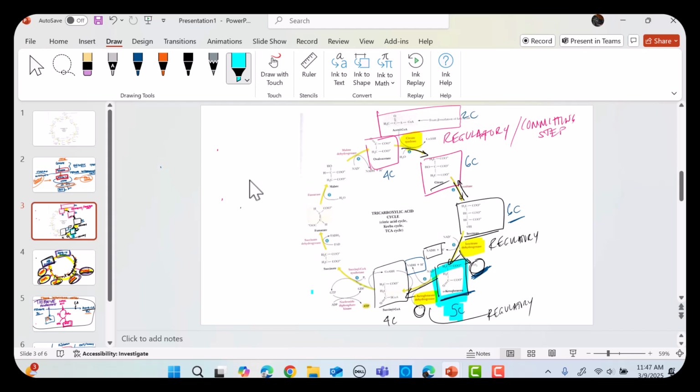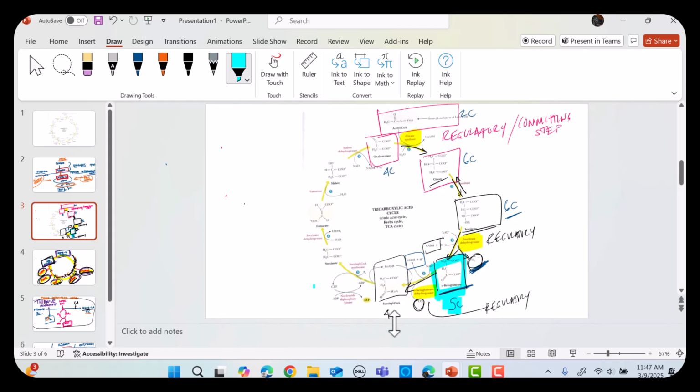All right, so I've got this 4-carbon succinyl-CoA. I didn't mean to do that, but whatever, it doesn't matter. Okay, so let's go back.